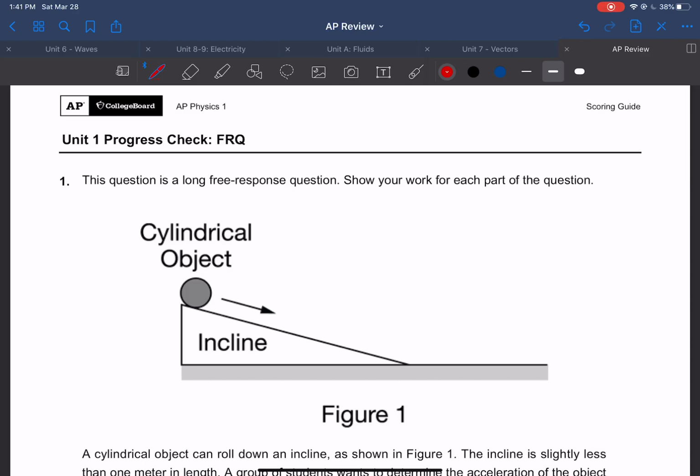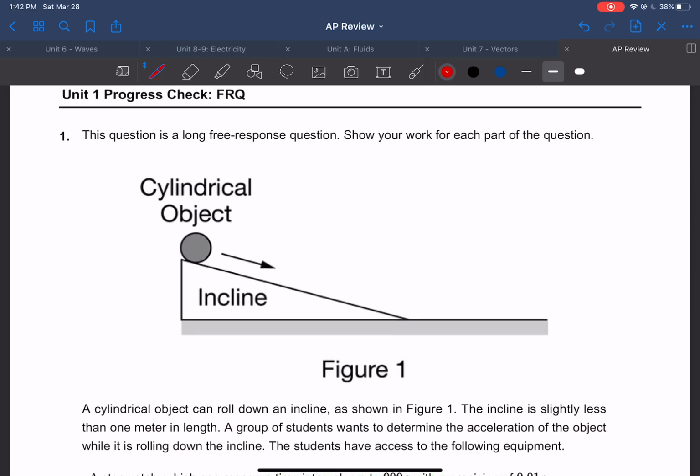This is a video to go over the solutions to the Unit 1 Personal Progress Check on AP Classroom. I thought I would just go through the problems and part of the scoring guide with you and sort of describe some of the major ideas behind some of these problems and explain the solutions just a little bit.